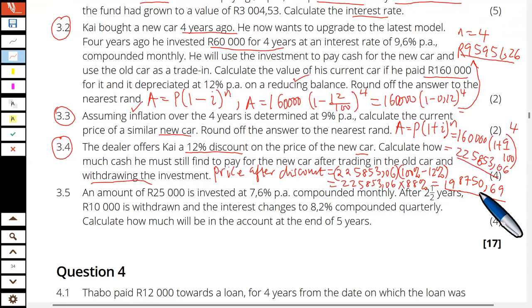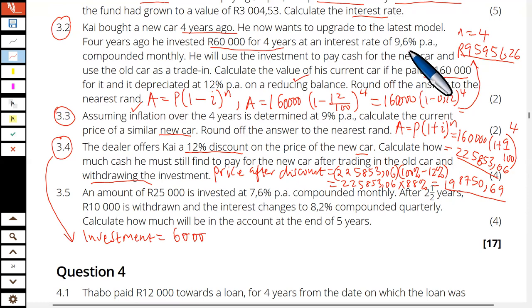So now the couple of things obviously that we need to consider here. What do we need to consider? We need to consider the investment. How much will the investment be? Let's look at the investment, because now he invested 60,000. Well, the investment is 60,000. He invested 60,000 four years ago at an interest rate of 9.6%.